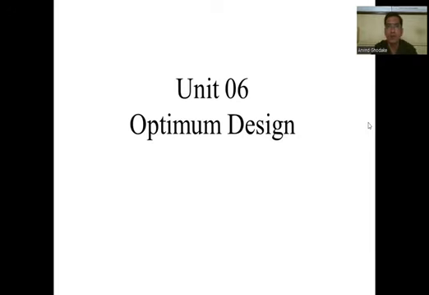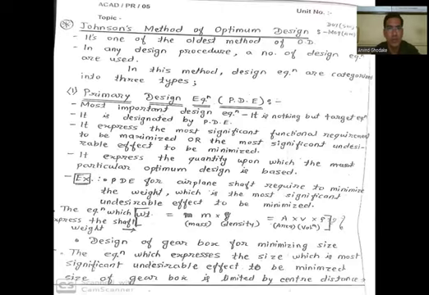Today we will discuss unit number 6 of our subject Mechanical System Design, that is the optimum design. In the previous session we already learned what optimum design is, what parameters are considered under optimum design, and what adequate design is. Now we will see the methods of optimum design. First we will see Johnson's method of optimum design.